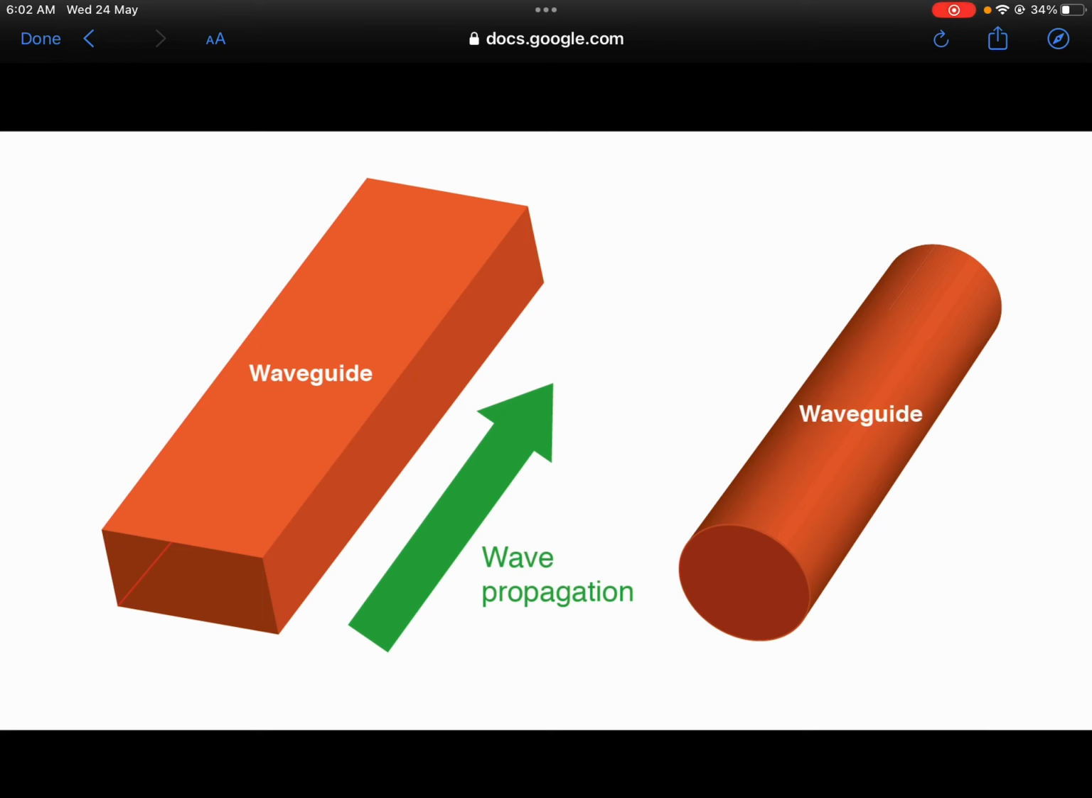So here are examples of waveguides. The first one is a rectangular waveguide. The second one is a circular waveguide, and the waves propagate in the way shown by the arrow. Moving on to the next slide.